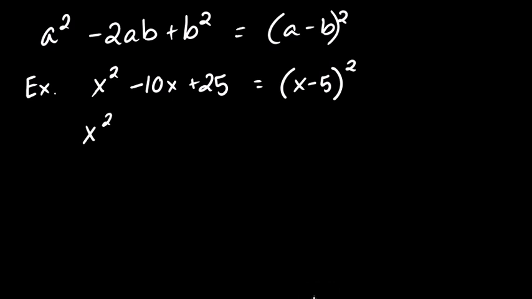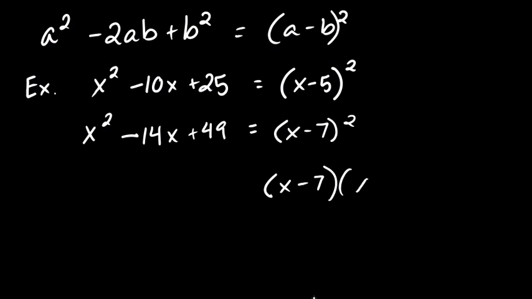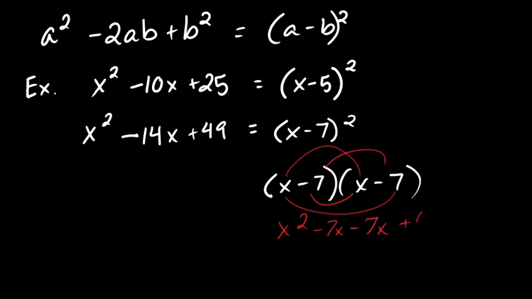X squared minus 14x plus 49 equals x minus 7 squared. And how do I double check that? X minus 7 times x minus 7. Well, when I FOIL, I do get the x squared. And then I get a minus 7x and a minus 7x. That's where the 14 comes from. And then a plus 49. Alright, so 14, it checks out. I factored that correctly.